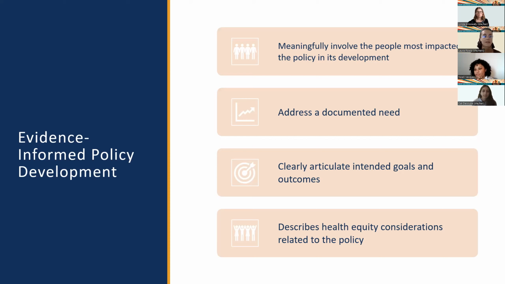So back now to evidence-informed policy development. We're looking for that meaningful involvement of different partners, community partners, folks most impacted by the policy, in the development of that policy. We're looking to see, is it addressing a documented need in some capacity? And were people with lived experience, those most impacted, involved in assessing that need? An example of policy development should clearly articulate its intended goals and outcomes, and should describe health equity considerations related to the policy, including disparities or differences in the impact that the policy might have on different racial and ethnic groups. Next slide, please.